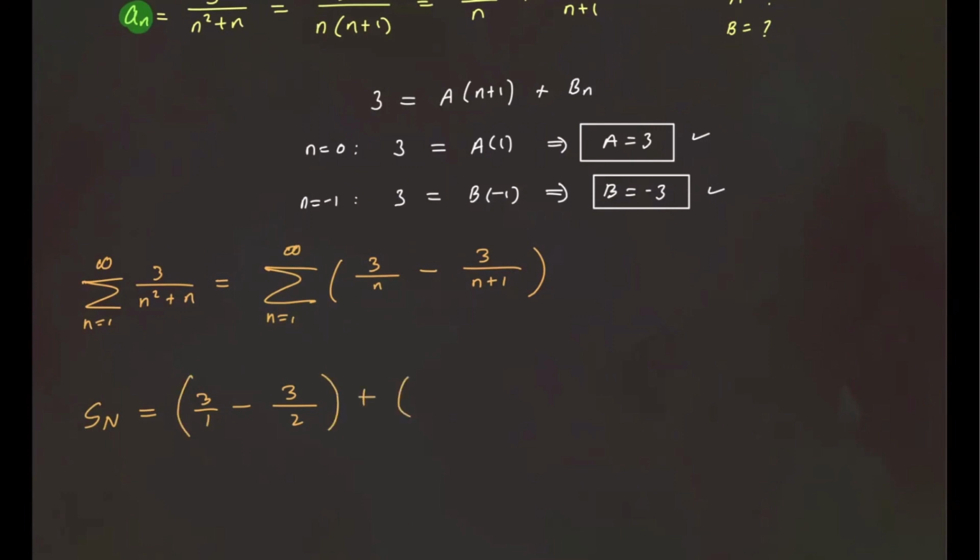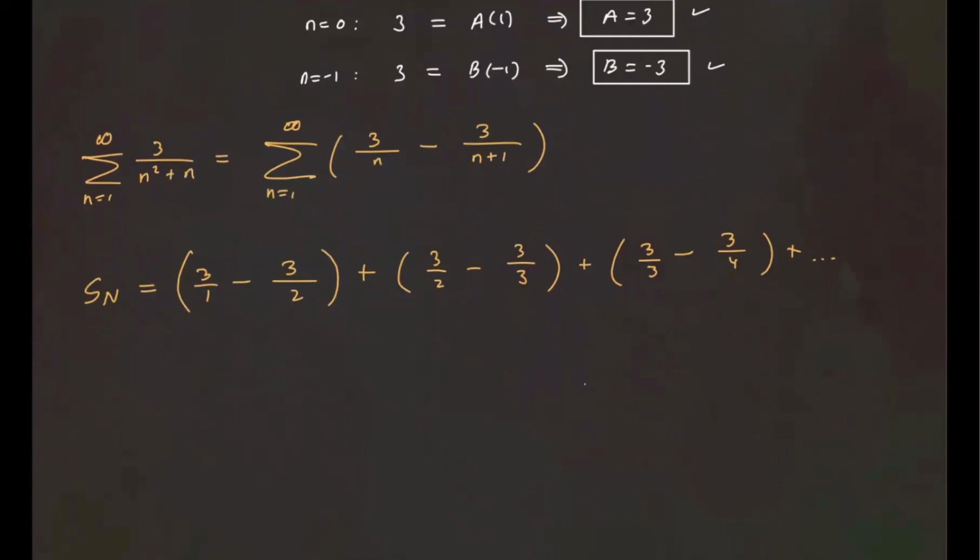Plus the next term, n equals 2. So when n is 2, you have 3 over 2 minus 3 over 3. Sorry, I made a mistake. And then the next term, when n equals 3, you're going to get 3 over 3 minus 3 over 4. And then the next term is n equals 4 and so on. So you can keep going until the very last term, the big Nth term. So that will be 3 over big N minus 3 over big N plus 1.